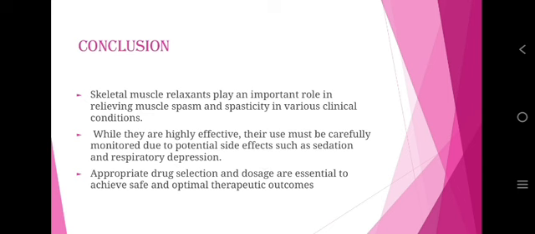And we have to conclude our session. This is the conclusion of our class. Skeletal muscle relaxants play an important role in relieving muscle spasm and spasticity in various clinical conditions. While they are highly effective, their use must be carefully monitored due to potential side effects such as sedation and respiratory depression. Appropriate drug selection and dosage are essential to achieve safe and optimal therapeutic outcomes.